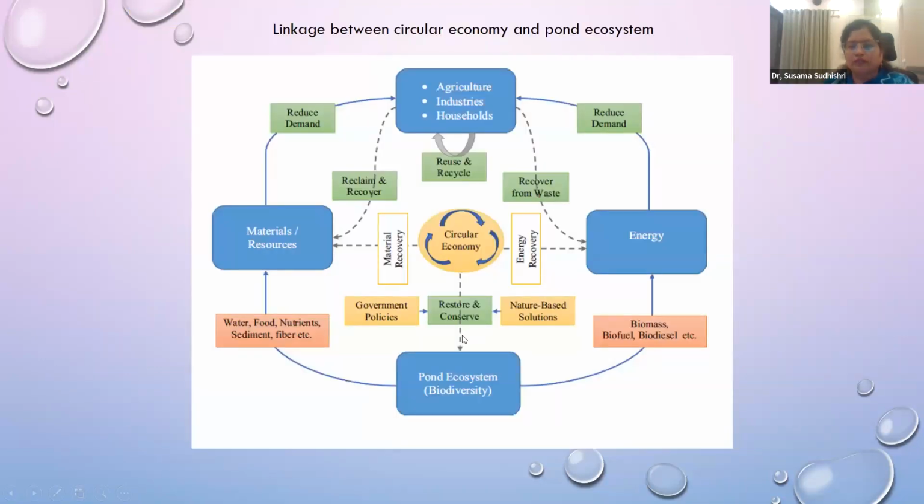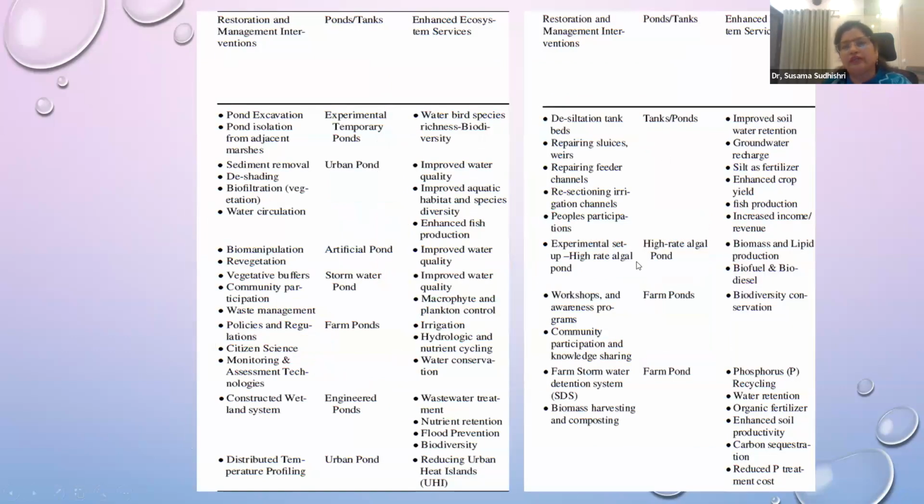So you can see here, in diagrammatical form, this is the circular economy with the pond system or dam and water body system. This is the agriculture, industry and household use, and then energy, biomass, pond ecosystem, biodiversity, then water, food and nutrients. All of these can be linked to make the economy more circular. It is there in detail, but if I go one by one, I may not meet the time, so we can discuss during this period.